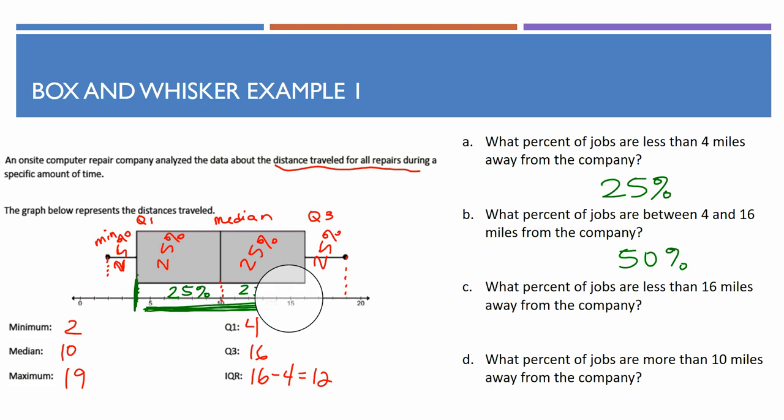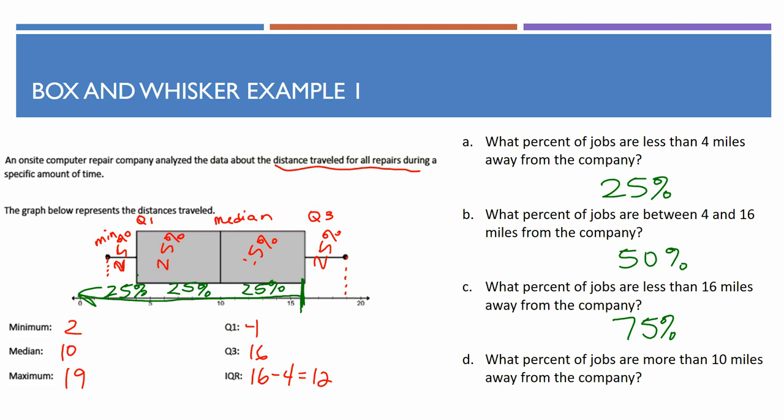Okay, let's try part C. What percent of jobs are less than 16 miles away from the company? So where's 16? Here's 16. Less than 16 miles would be anything below that, right? Well, how many sections do I have below this? Here's 25% here, 25% here, 25% here. Add those up. That's 75%.